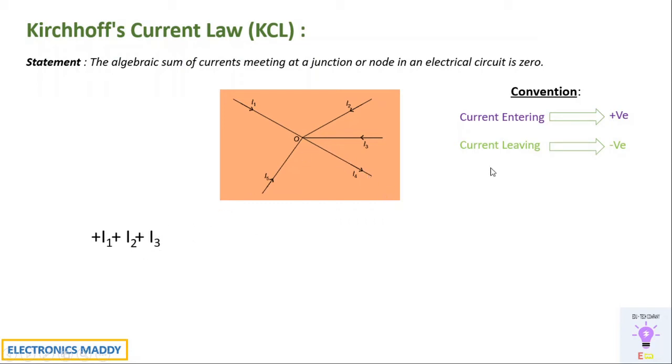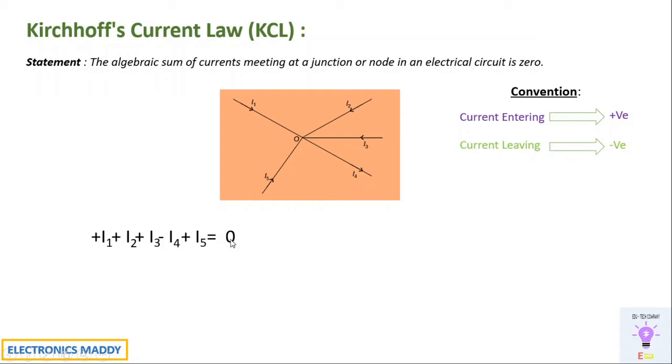I4 is current leaving, so we'll be taking it as negative. So it will be minus I4, and I5 is again current entering, so we'll be taking it as plus I5. So it is equal to 0 according to the statement. What it says is, the algebraic sum of currents meeting a junction or node in an electrical circuit is 0. So the algebraic sum of all these currents is equal to 0.